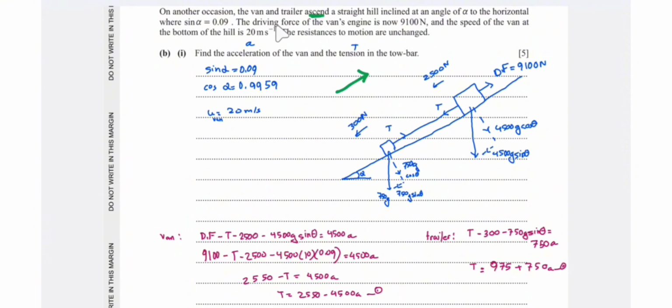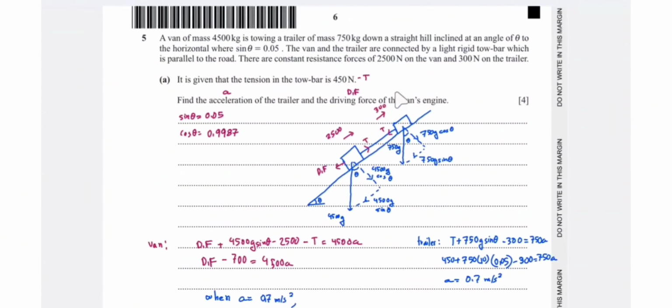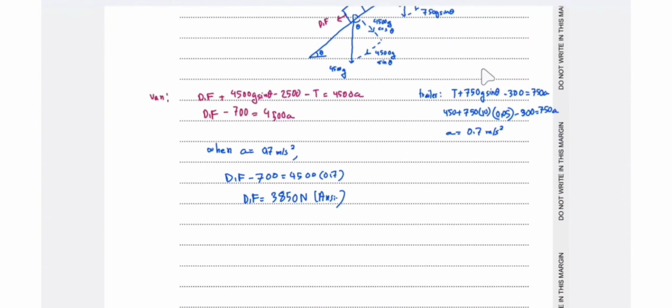The driving force of the van's engine is now 9100 Newton. This is the van moving upward, and this is the trailer, also moving upward, connected to the van. The speed of the van at the bottom of the hill is 20 meter per second. The resistance to the motion is unchanged. That means the resistive forces are 2500 Newton for the van and 300 Newton for the trailer.